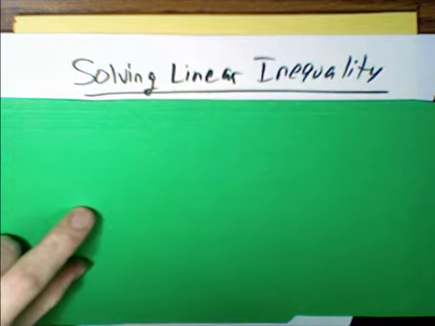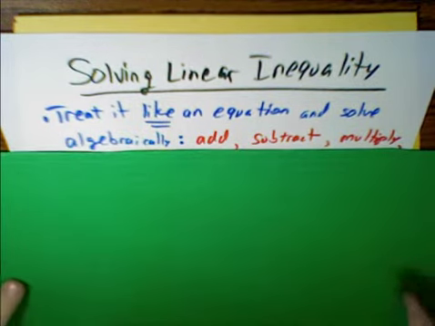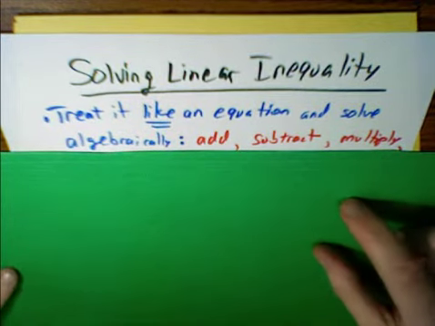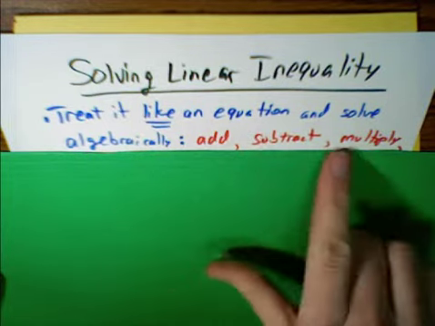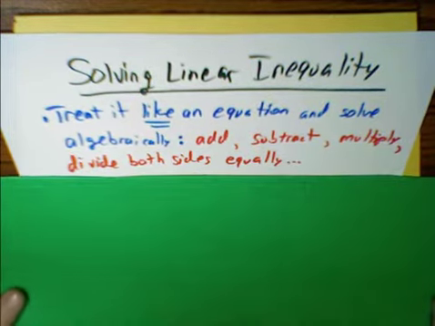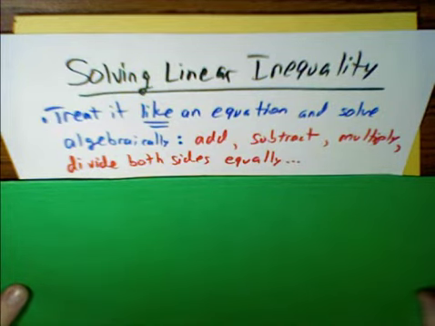In this video, we're going to solve a linear inequality. The key to solving a linear inequality is to treat it like a linear equation. In other words, you're going to treat it like an equation and solve it algebraically, either adding, subtracting, multiplying, or dividing both sides equally. Whatever you do to one side, you do the same thing to the other.